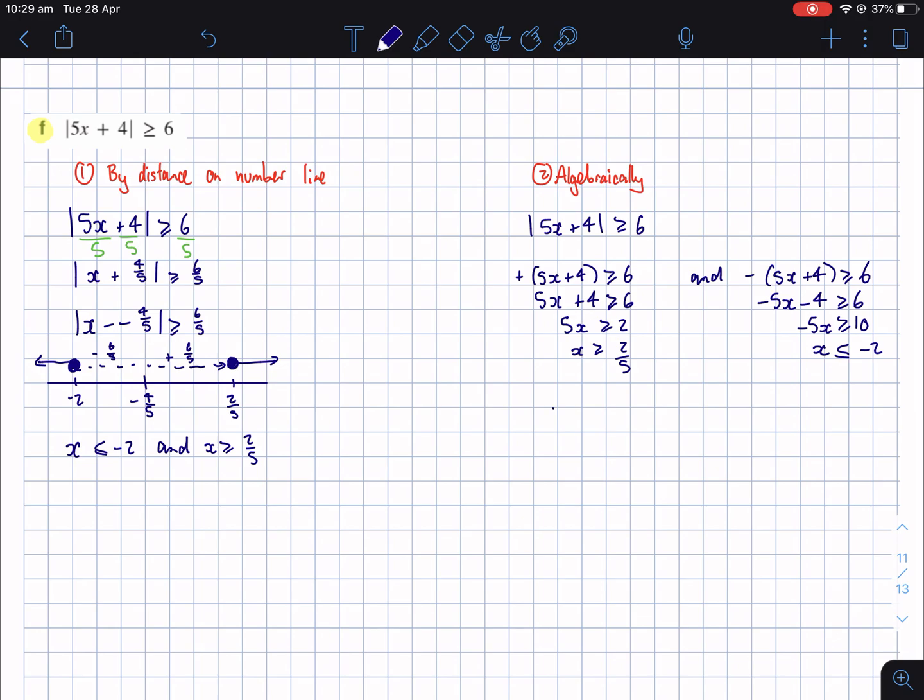Let's draw this. So we've got 2 fifths and we've got negative 2. And we want to be more than or equal to 2 fifths and we want to be less than or equal to negative 2. So let's write that, negative 2 and greater than or equal to 2 fifths. So that's those.